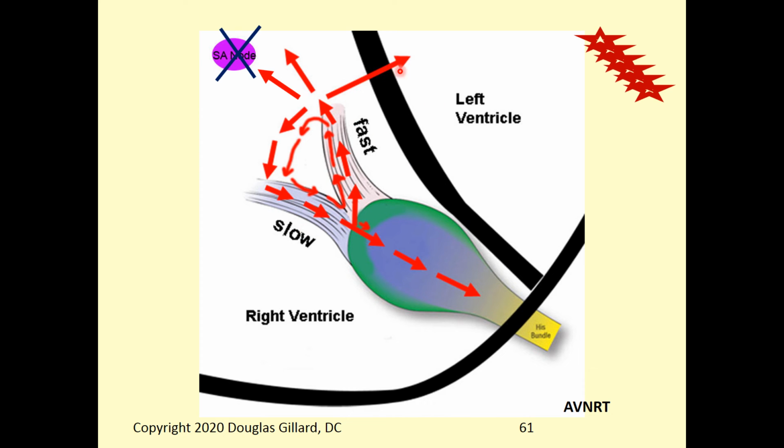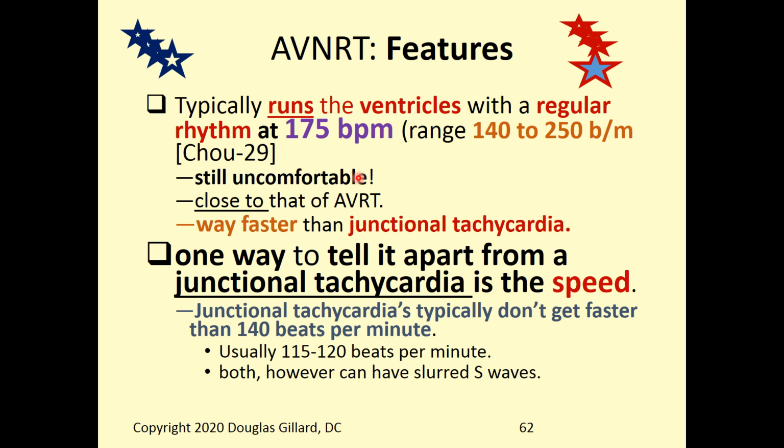All right, that's AVNRT. What are the clinical features? The heart typically runs about 175 beats per minute. Some cases it's been way over 250 beats per minute. It's not comfortable, your heart running. You'll wreck your ventricles. You can't let your ventricles run that fast forever. It's got to be slowed down.